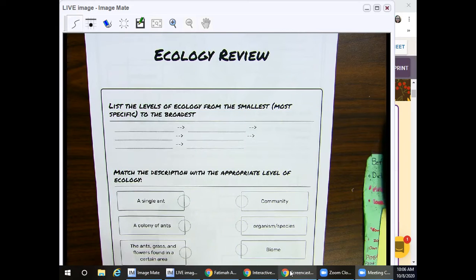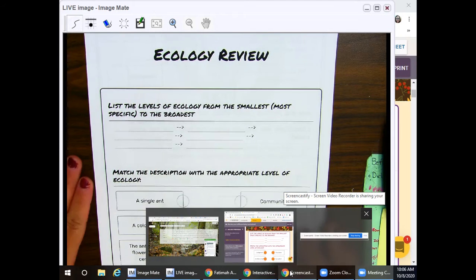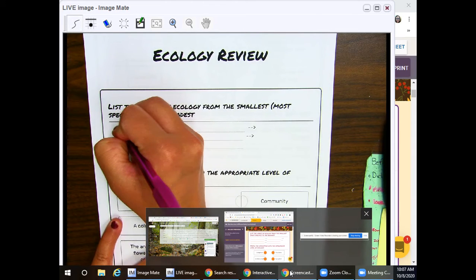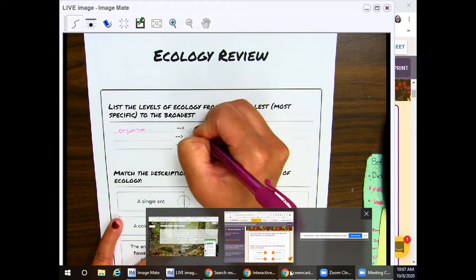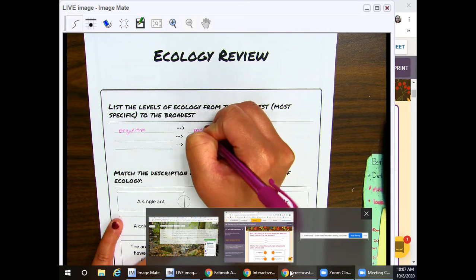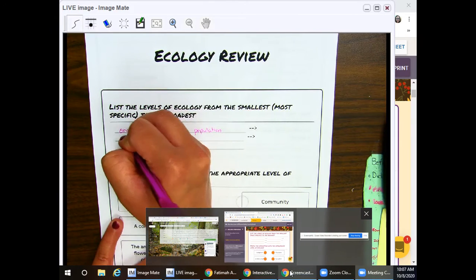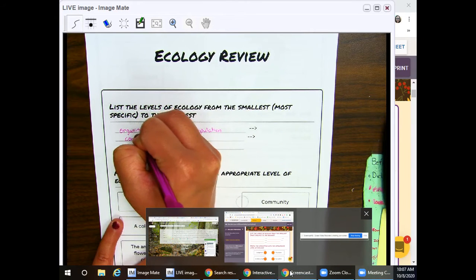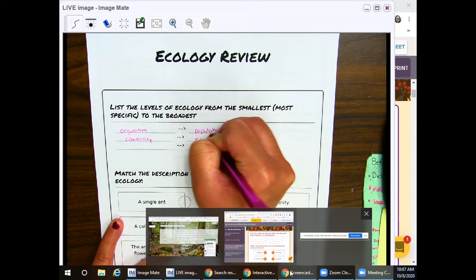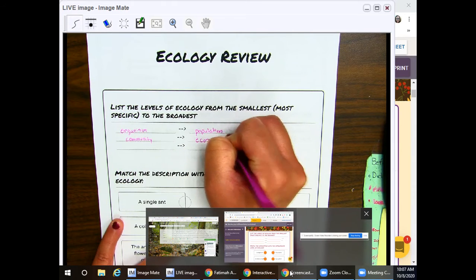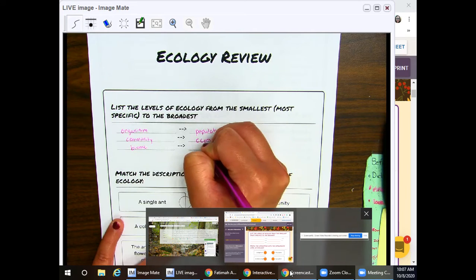Hopefully this works. All right, so we're going to list them from smallest to most specific, and it starts with an organism, which is a single species. Then it goes to a population, then a community, then an ecosystem, then a biome, and then a biosphere.